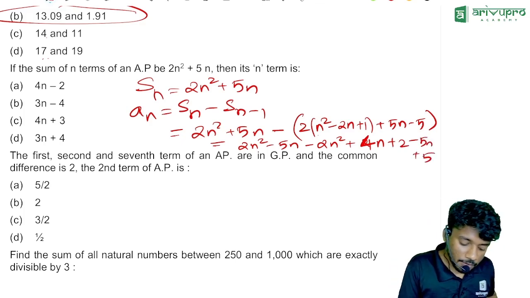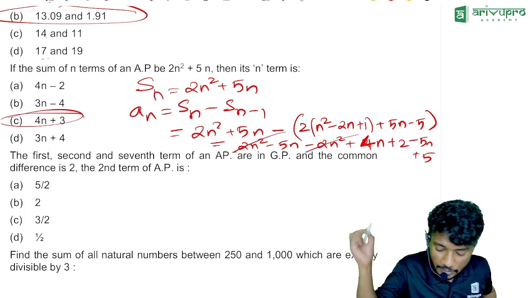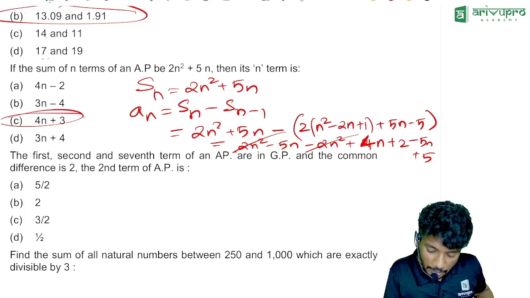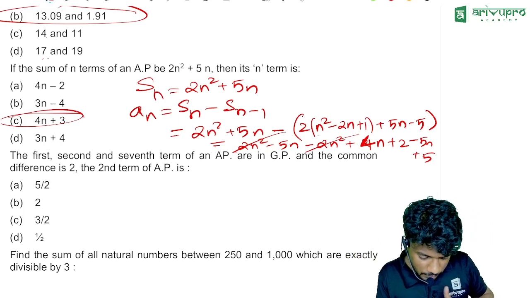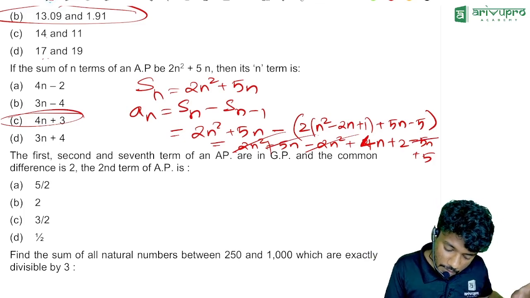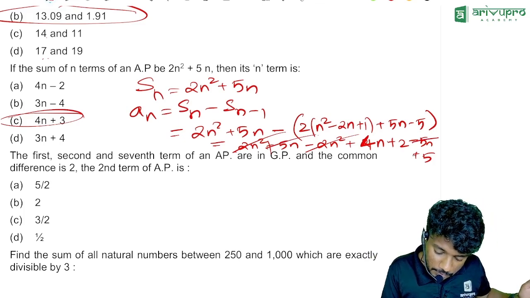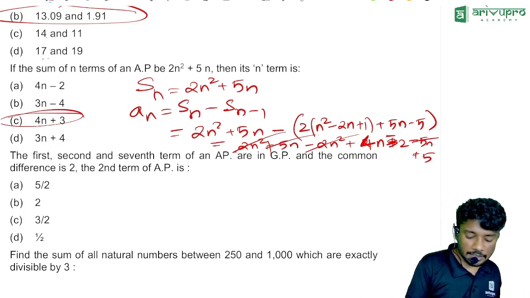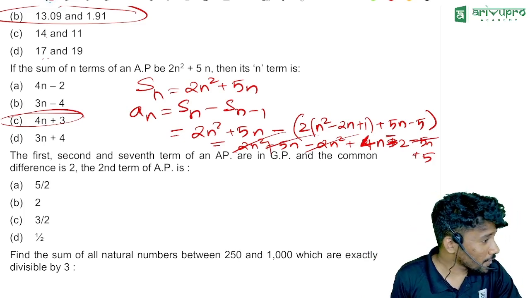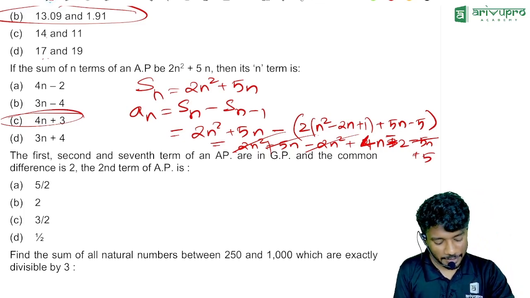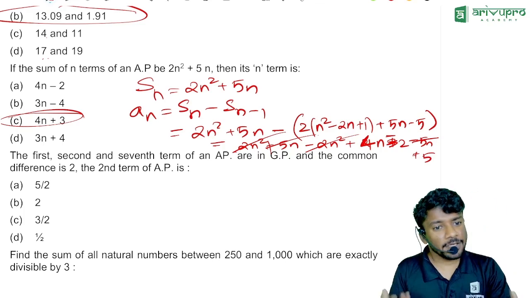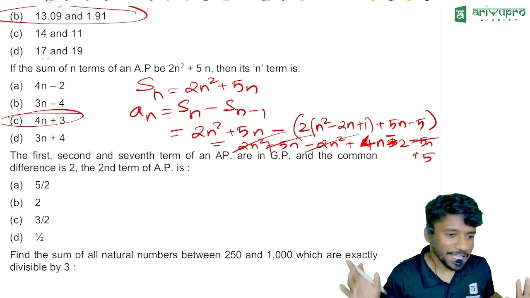Answer is how much? 2n square will get cancelled off. Plus 5n and the minus 5n will get cancelled off, leaving 4n minus 2 plus 5, so the answer is 4n plus 3. Yes. And one more thing, while doing the question itself, you will know that this will be the answer. Because we know that it is 4n at the end, and a positive sign should also come. That's why, without even completing the question, you can go for the answer all the time.